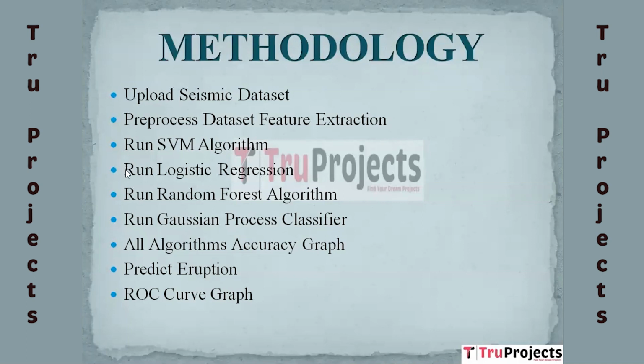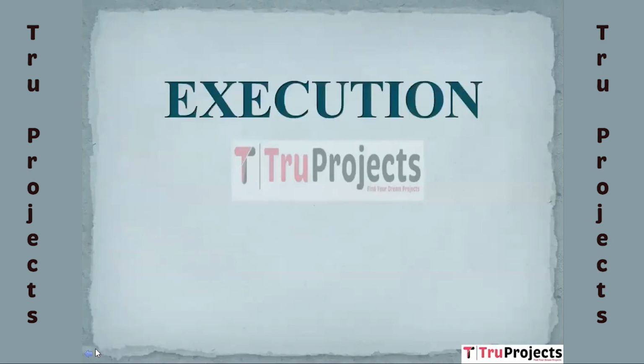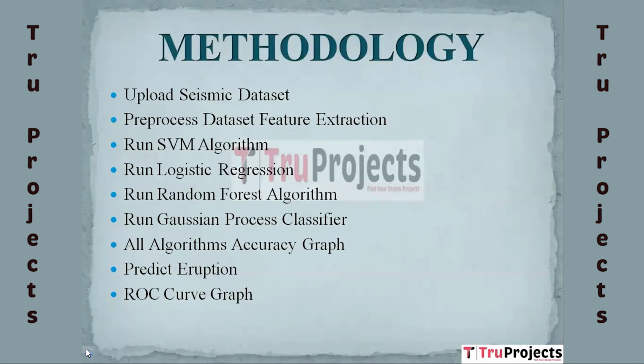Similarly, in the next steps, we will run random forest algorithm, logistic regression, and Gaussian process classifier on the preprocessed dataset and get the accuracy of the models. The next module is all algorithms accuracy graph. Using this module, we will compare the accuracy of all the models. The next module is prediction eruption. Using this module, we will upload a test file and then the application detects eruption activity from that uploaded test data. The last module is ROC curve graph. Using this module, we will plot the ROC graph for all the algorithms.